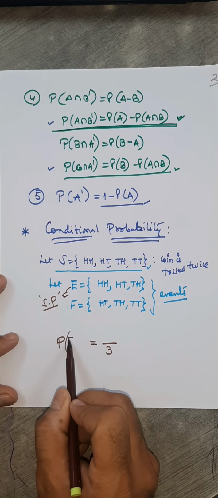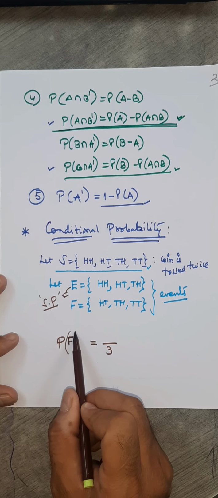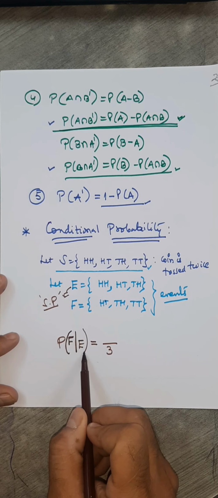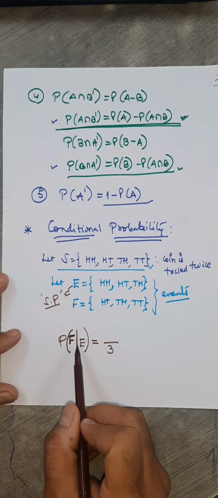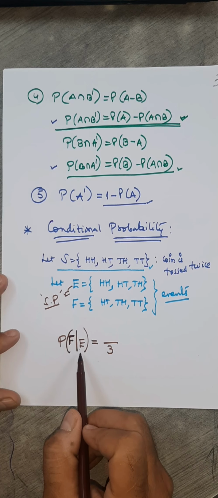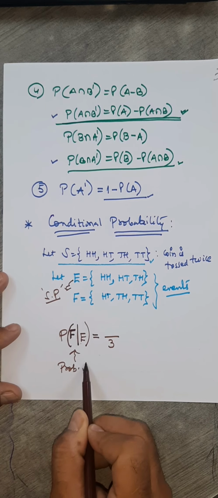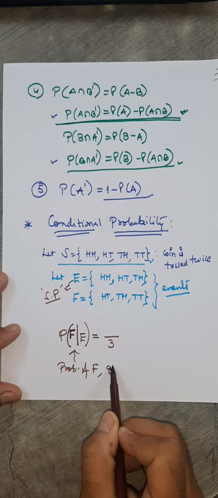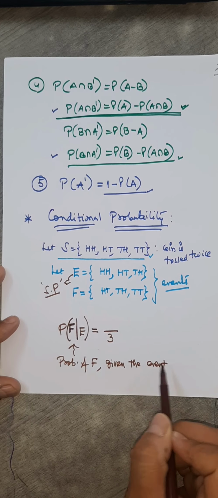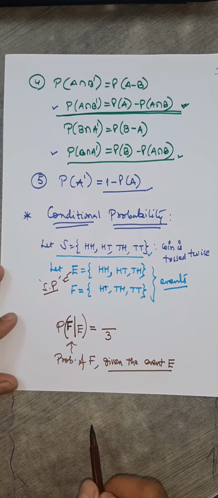Probability of F. Remember, but under which sample space? Considering E as a sample space. So I'll put the standing line and I'll write E here. This is read as probability of F given the event E. That means event E has already occurred.